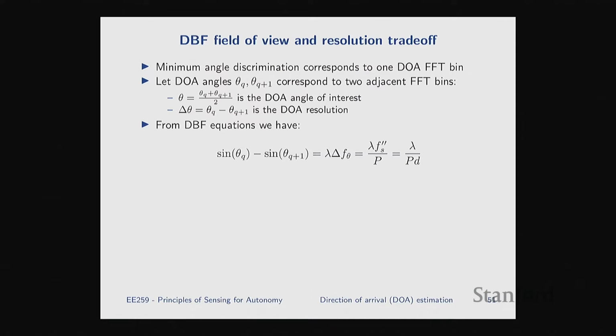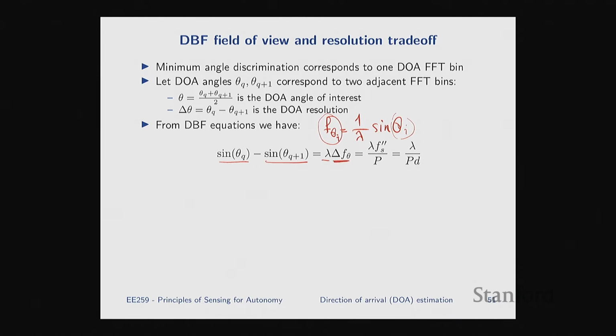frequencies. If you remember, we defined this parameter f sub theta, which was equal to 1 over lambda sine theta, or make it more concrete, f theta i was 1 over lambda sine theta i, right? And from the FFT, we actually find these frequencies, and then we apply the inverse transform to find the angles from the frequencies, right? So there was this sine inverse transformation. So using that, the sine of theta q minus sine of theta q plus 1 would be equal to lambda times delta f theta.